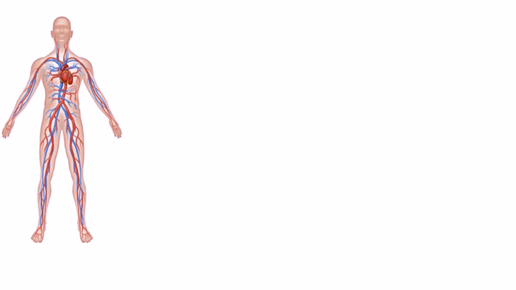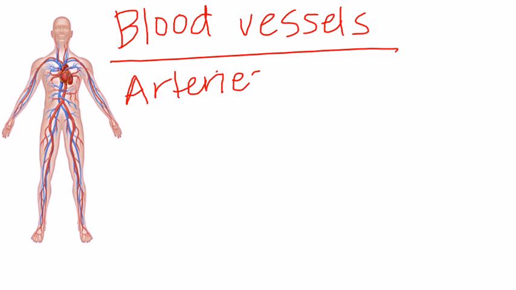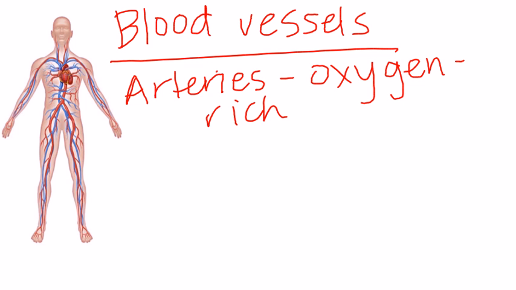Moving on, blood vessels. These are important because we're actually going to look at different types of blood vessels. The first is going to be arteries. Arteries are the vessels or the tubes in the body that are going to carry oxygen-rich blood. So this is blood that has oxygen in it. Oxygen-rich blood.